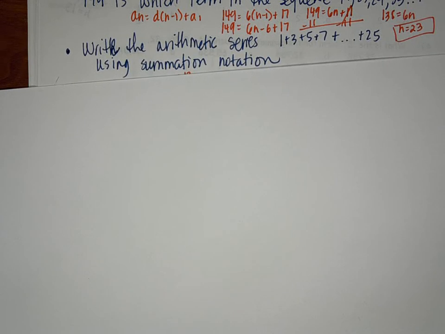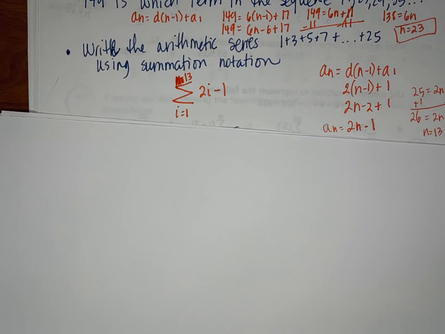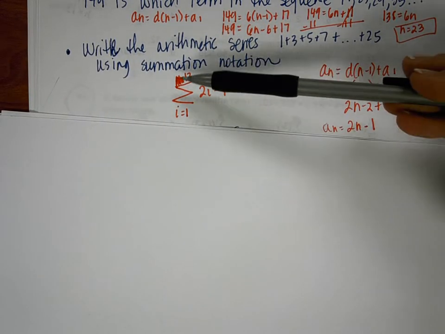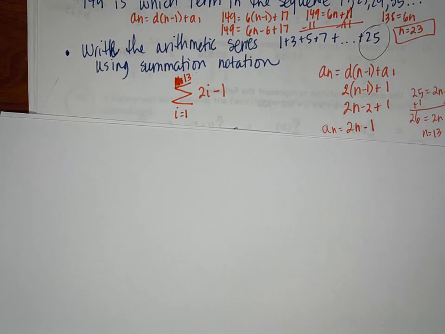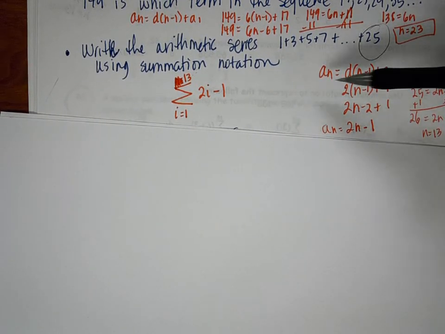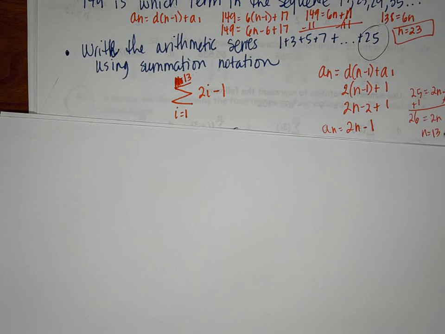So, write the arithmetic series using summation notation. Okay, so if you were to do this, you know your summation notation is the little sigma symbol. We do i equals 1 on the bottom, your n value is on the top, but we don't know what the n value is. We know that the specific value is 25, but we don't know what term number that is. So that's when you have to plug your information into your arithmetic sequence and find what n is. When I do that, I found that n is 13, so 13 is the value that goes on top.